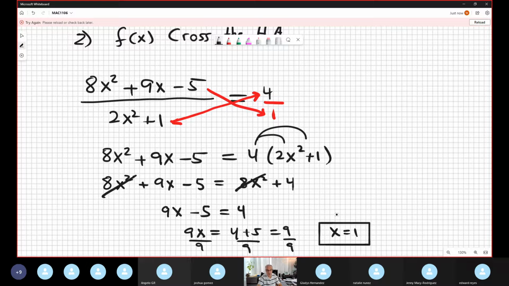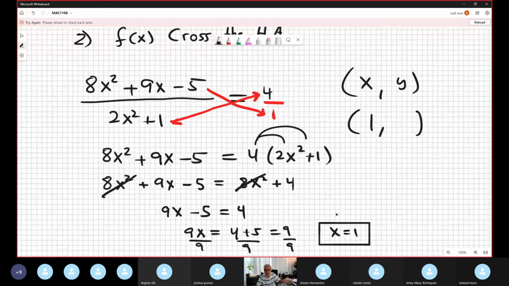So you want to express it like an ordered pair, x comma y, where the x value is 1. I discovered the famous point in which that function crosses the horizontal asymptote, which is at 1 comma something. What is the y value associated with this one, in your opinion? 4. Exactly, because the value of the asymptote is y equals 4.